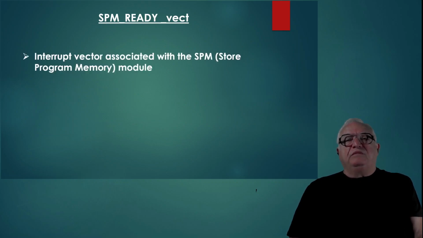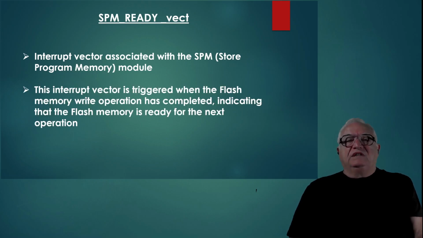SPM ready interrupt. Interrupt vector associated with the SPM, Store Program Memory module. This interrupt vector is triggered when the flash memory write operation has completed. It indicates that the flash memory is ready for the next operation.